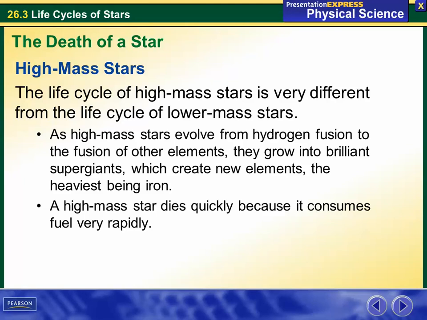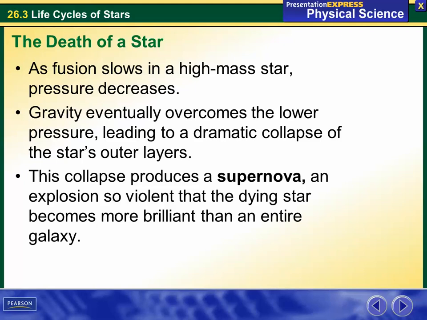And then a high mass star, when the time comes when it runs out of fuel, the process comes relatively quickly because it consumes fuel very rapidly. We talked about that early on. The blue stars don't have as long of a life cycle because they burn so hot. They burn so much more quickly. Same with that high mass star. They die quickly because it's going to consume this fuel rapidly in its core. And as the fusion slows in the high mass star, the pressure decreases. Gravity eventually overcomes the lower pressure, leading to a dramatic collapse of the star's outer layers.